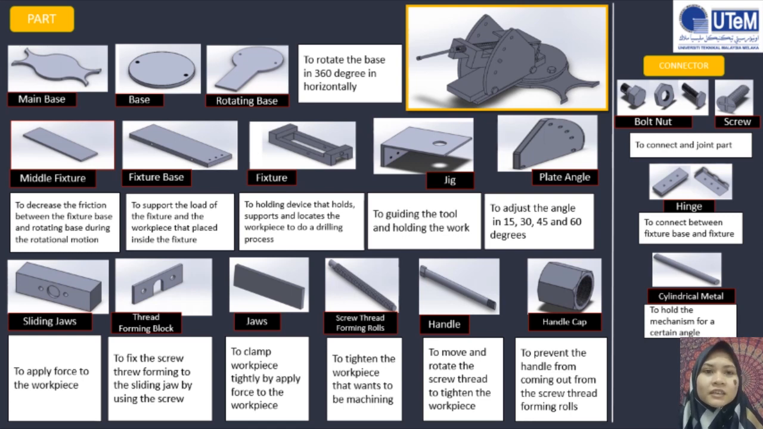Our design also has a jig for guiding the tool and holding the work. The most important part is the angle plate. To overcome our problem, it functions to adjust the angle to 15, 30, 45 and 60 degrees. The next components are sliding jaws and strip forming block. Jaws function to clamp the workpiece, which can reduce vibration and protect against damage and dents. Next components are the screw thread forming roll, handle and handle cup. The last ones are connectors, which are bolt, nut, screw and hinge. They function to join the parts.